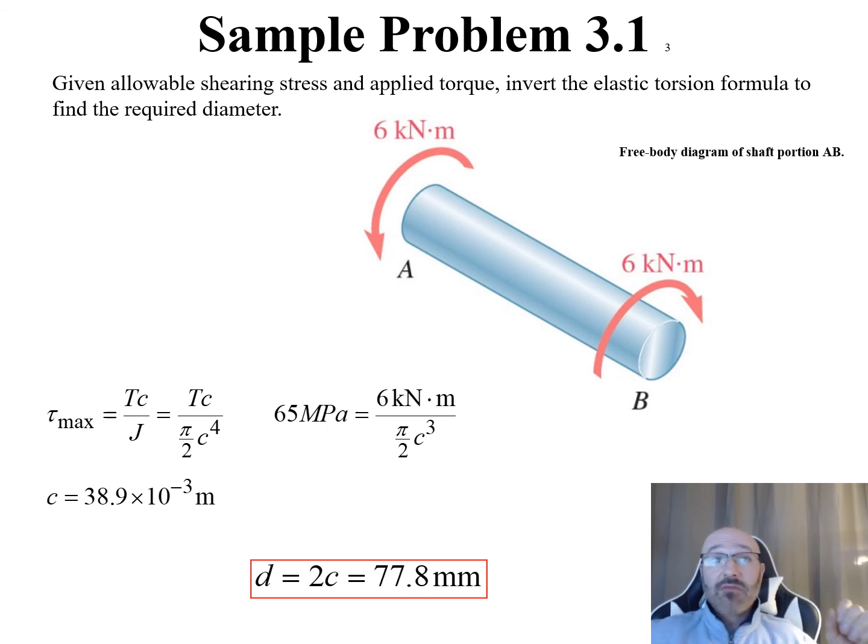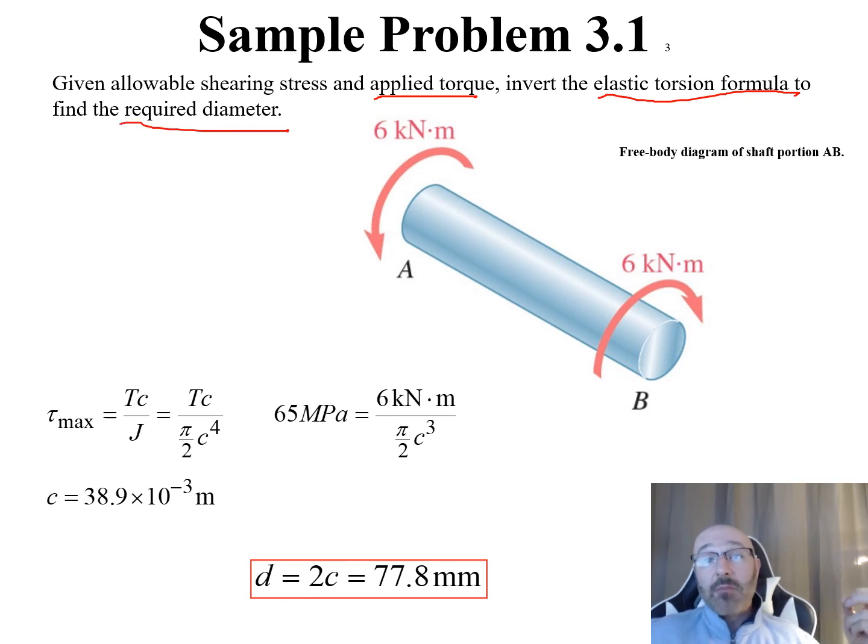So in this last step for part B, we want to find this required diameter. Given the allowable shearing stress and applied torque, we're going to invert that elastic torsion formula, which was 3.9 and 3.10 in our textbook, to find this required diameter they're asking us to solve for.